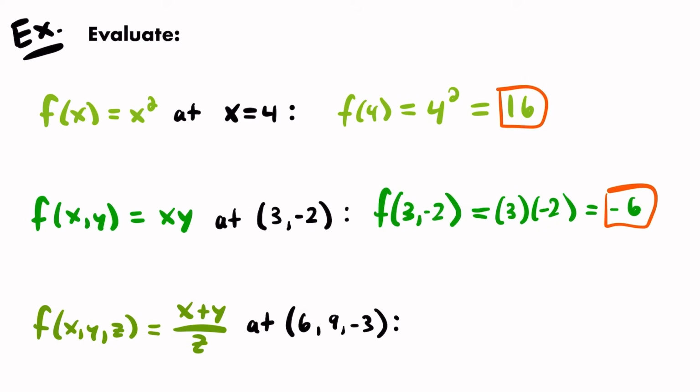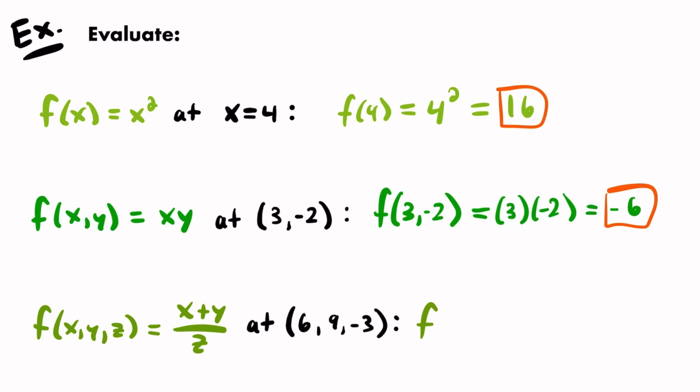For our last example here, we have a function with 3 independent variables. f of x, y, z is equal to x plus y divided by z, and we want to evaluate it at this ordered triple, 6, 9, negative 3. So 6 is the x value, 9 is the y value, and negative 3 is the z value. Make sure to put those into the right places in the function.